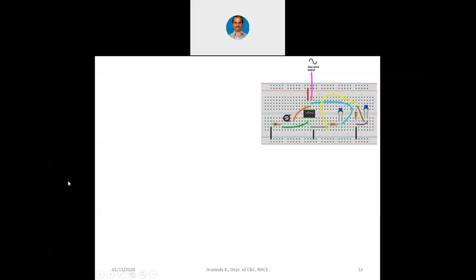What you see is called a breadboard. In the breadboard, you will see this LM741, which is a very popular operational amplifier. And you will see a sine wave output here. And you can see some resistors and capacitors connected along with the potentiometer. You can see this is a small potentiometer. We also call it a preset. By using a screwdriver, you can slightly rotate it so as to have a variation in the resistance.